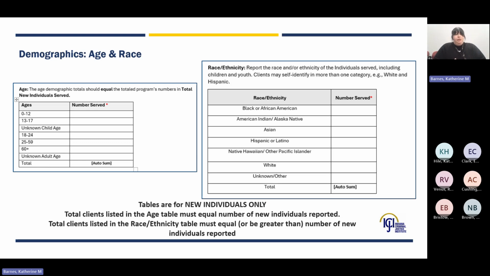In addition, the total number of 0 to 12, 13 to 17, and unknown child age, that should equal the number of children indicated on the first table. And then the rest can be your men, women, unknown. So you'll want to make sure that the numbers do line up with the sex table that we just previously went over. When it comes to race and ethnicity, this should also only be new clients, but we do understand that some of your clients may identify as multiple races or ethnicities. So this should equal to or be greater than your new clients, depending on those cases where someone may check more than one box. All right.